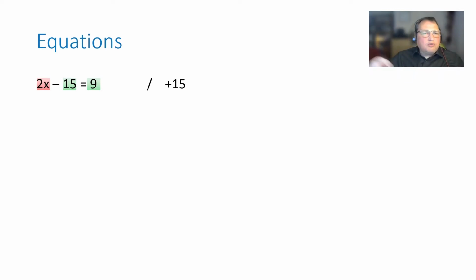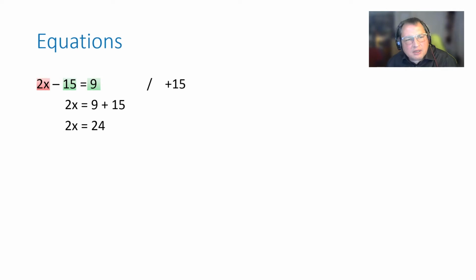If we do it for the left-hand side, we will get 2x minus 15 plus 15. The two 15s will cancel out, and we will get 2x. And the right-hand side will, of course, be 9 plus 15. So adding them together, we get 2x equals 24. We have sorted them out. We have unknowns on the left-hand side and constants on the right-hand side.